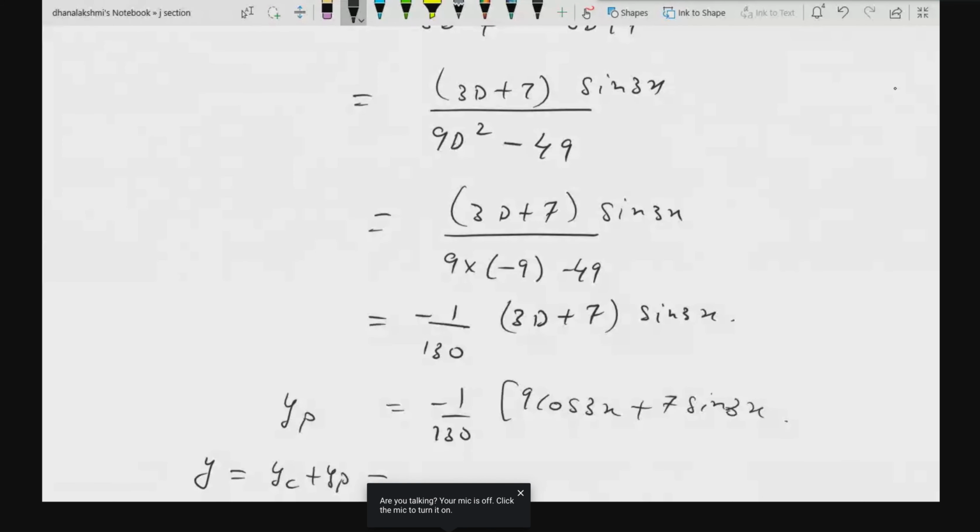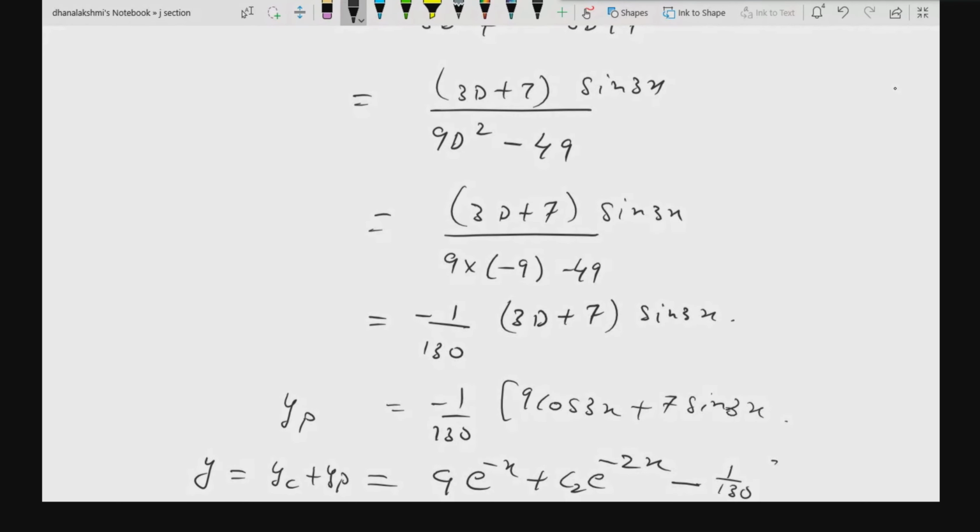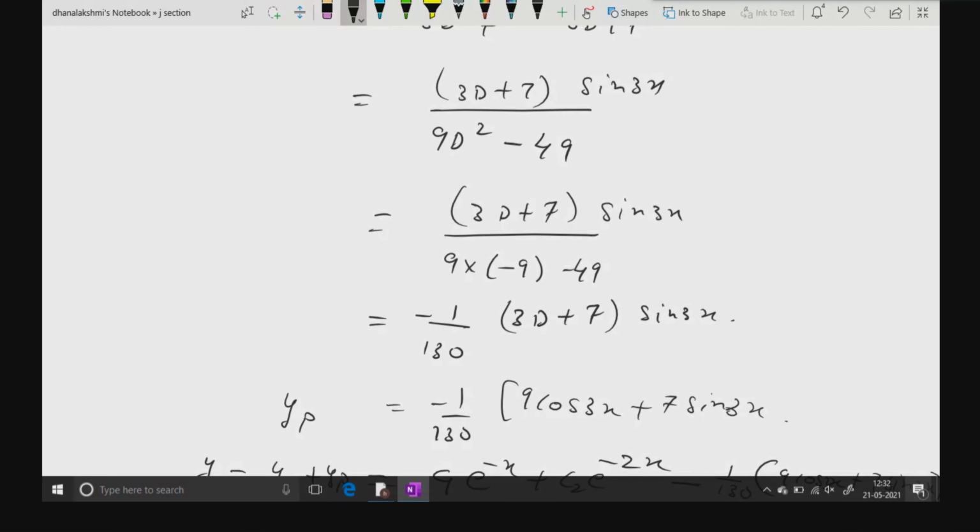What are the values for this one? Complementary function was c1. What are the roots for this one? Minus 1, minus 2. So C1 e to the power minus x plus C2 e to the power minus 2x complementary function, plus particular integral will be 1 by 130 into 9 cos 3x plus 7 sin 3x. If you don't write this part, you will not get full marks, remember.